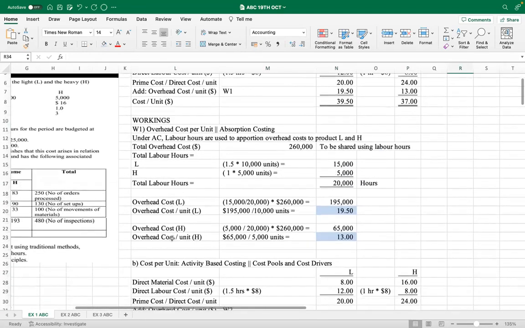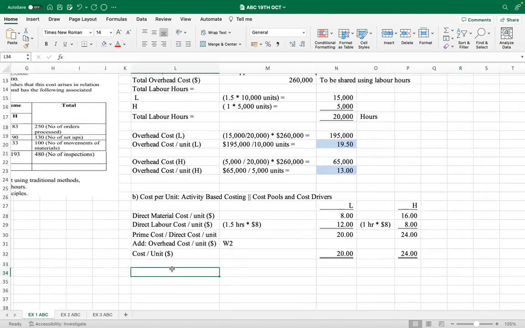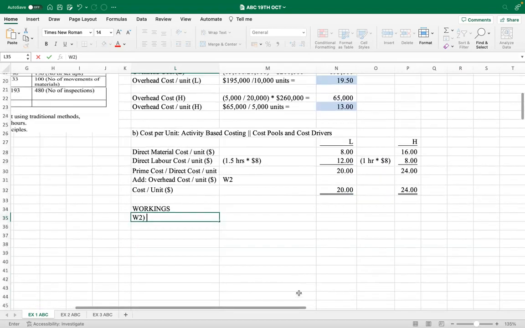We come here and have workings, and then we have working number 2. Working number 1 was overhead cost per unit under absorption costing. Working number 2 will be overhead cost per unit under activity-based costing.